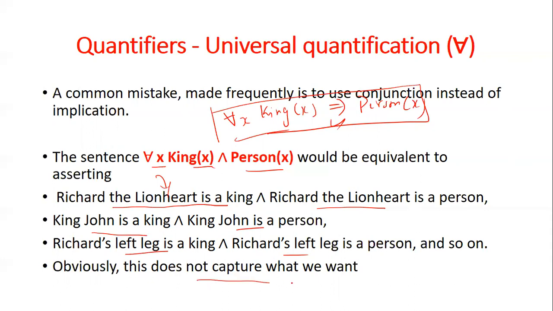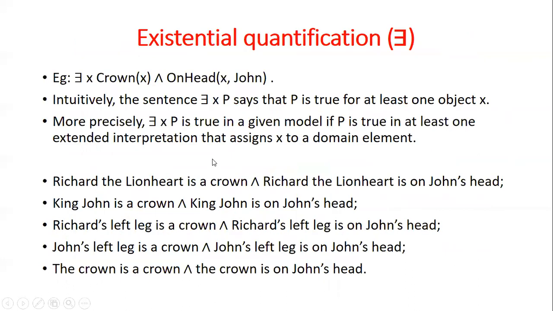So this is not what we want to capture. What we want to capture is that if someone is a king, then he is a person. That is what we want to capture. So and is not the correct tool to use with universal quantification, right?